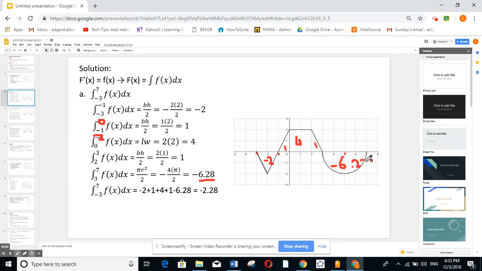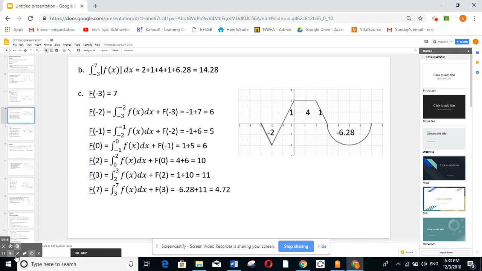And if you want to do the integral now from minus 3 till 7, it will be the sum: minus 2 plus 1 plus 4 plus 1 minus 6.28. It will be minus 2.28. In the second question, they wanted it in absolute value. Because they wanted absolute value, I take each one in absolute value. So it will be 2 plus 1 plus 4 plus 1 plus 6.28. Now they want us to find F of these points given big F of minus 3 equal to 7. And don't forget that big F of x, we said, is the integral of f of x dx.